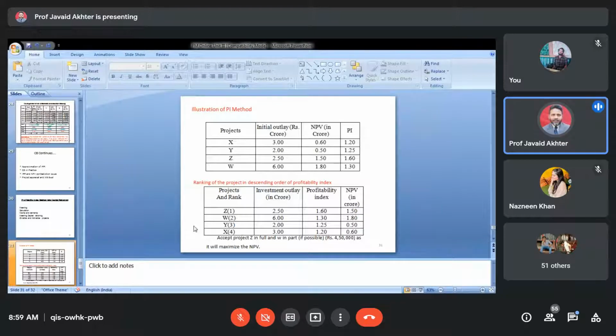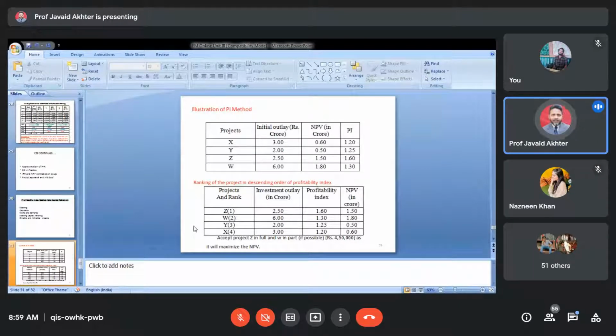See, if you wish to take all the projects, how much would you require? How much money would you require? 11.5 crores. Total all of them? 11.5 crore. Suppose you only have 10. You only have 10 crore, then what do you do?